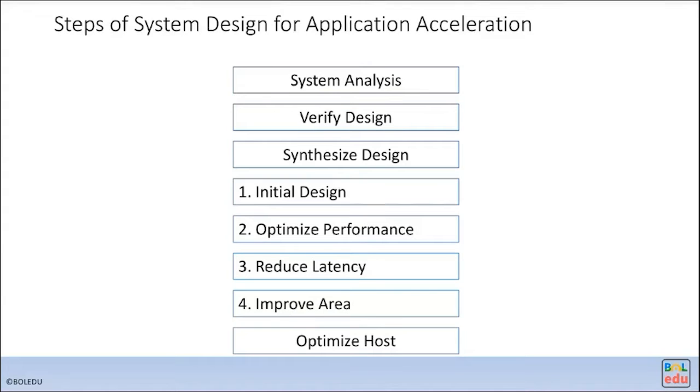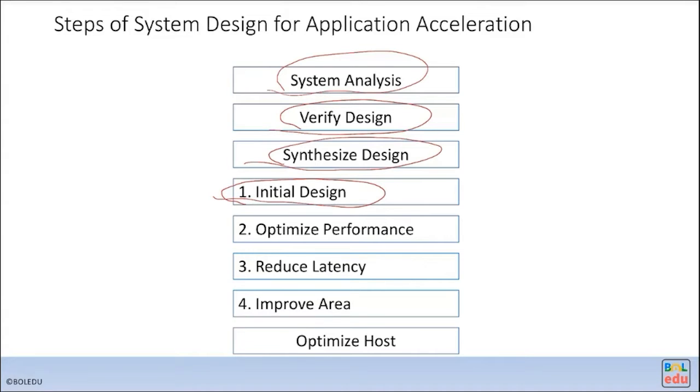The following items are the sequence of steps for doing the application acceleration. First we start with the system level design, and then we have the first application code development. Then we have to verify the design first, and then we start doing the synthesis. With the first working application source code, we can do the initial design.